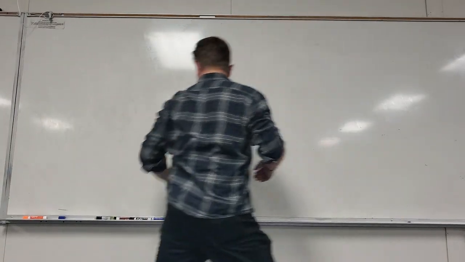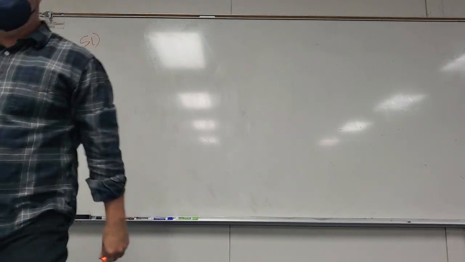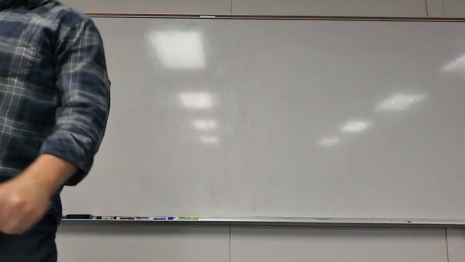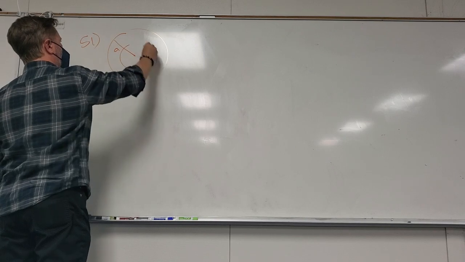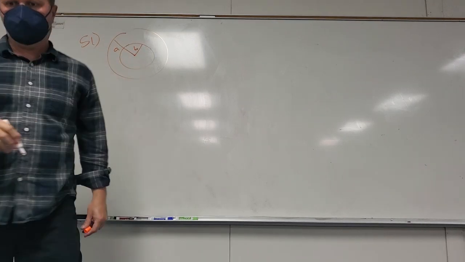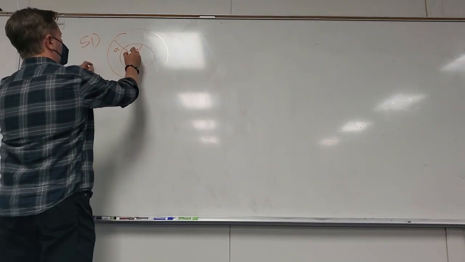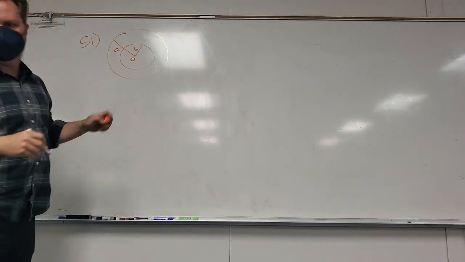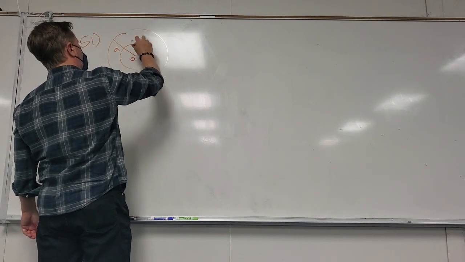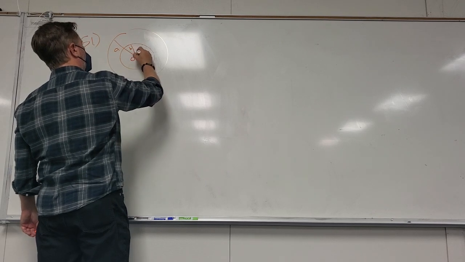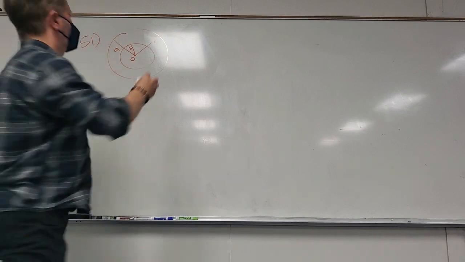So 51, they give you this. Look at that, that's neat. Okay, so we got A, we got B, we got O, we got point P, which is created by, this is a little weird, let me put B over here. Oh wait, where's P? Yeah, okay.